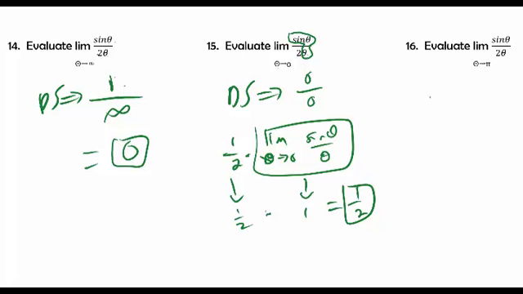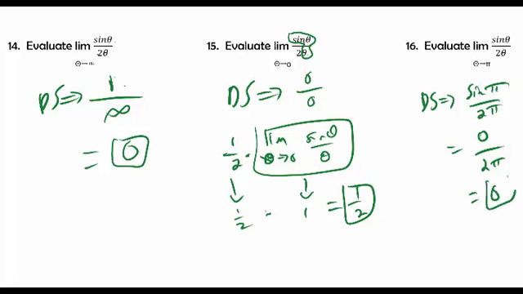And finally, if I do direct sub on this last piece, sine of theta over 2 theta. Well, sine of, I said theta instead of pi. Sine of pi over 2 pi. Sine of pi is 0. That's the west coast of the unit circle. And 2 pi is 2 pi. 0 divided by 2 pi is just 0.